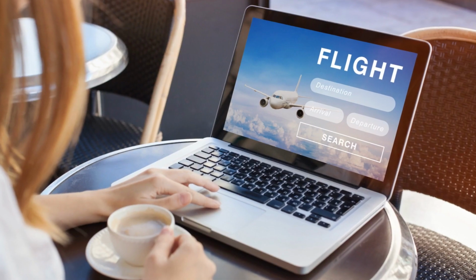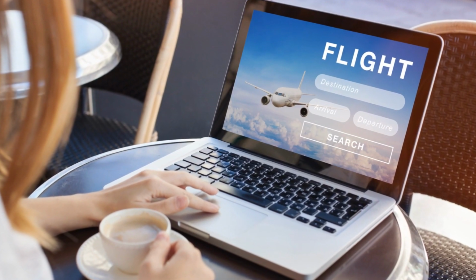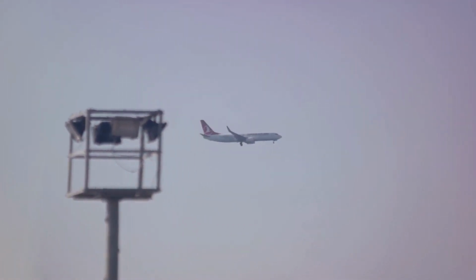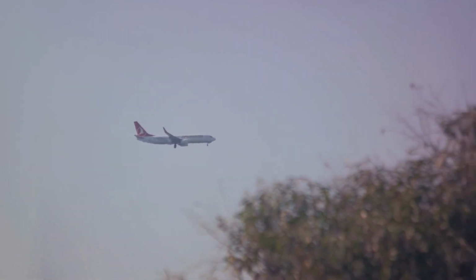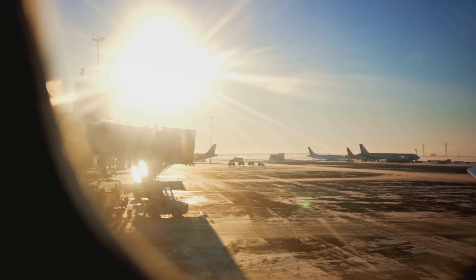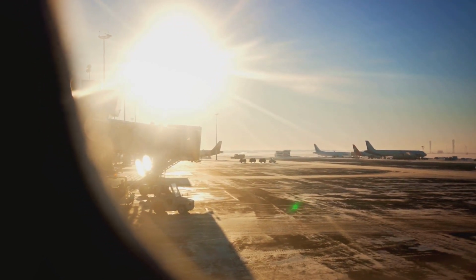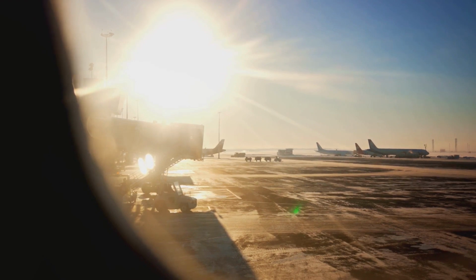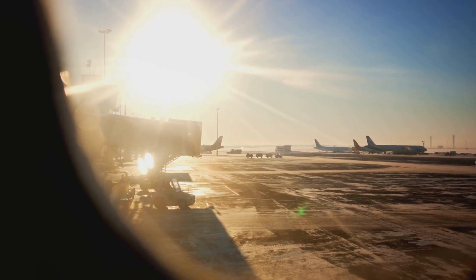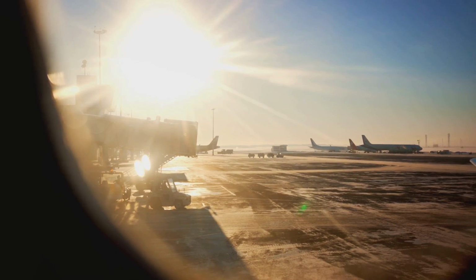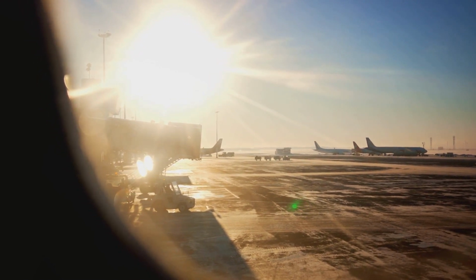Booking in advance is another tried-and-true method to save on airfare. Airlines often release their flight schedules up to a year in advance, and usually the earlier you book, the lower the price. So, if you know your travel dates well ahead, don't hesitate to lock in those flights. But be careful. Booking too early can sometimes be as costly as booking too late. The sweet spot is usually between 3 to 6 months prior to your departure.